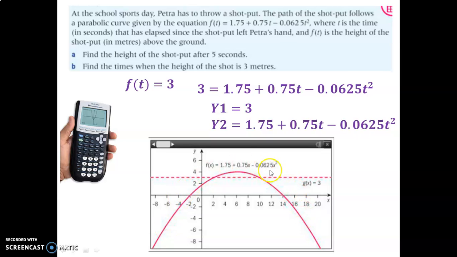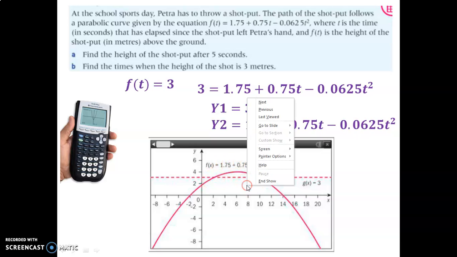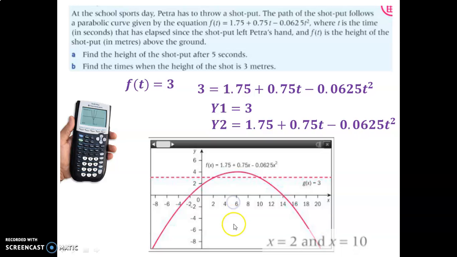So here's the quadratic that models the shot put, and here's the line y equals 3. So that's what we're looking for here when the height is 3. So here's the height at 3. And the shot put is at a height of 3 here and here. And those 2 points can be found with the calculator by finding intercepts, right? Those happen to work out to be even numbers in this case, x equals 2 and x equals 10.